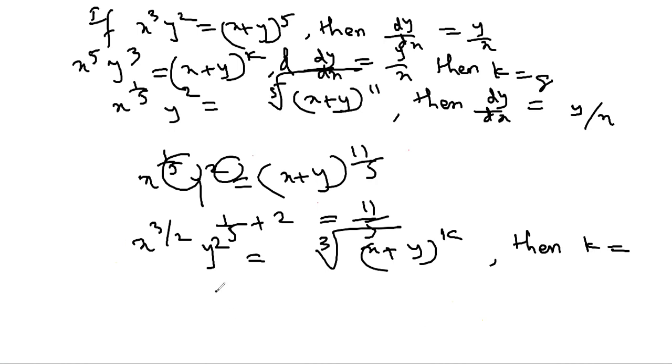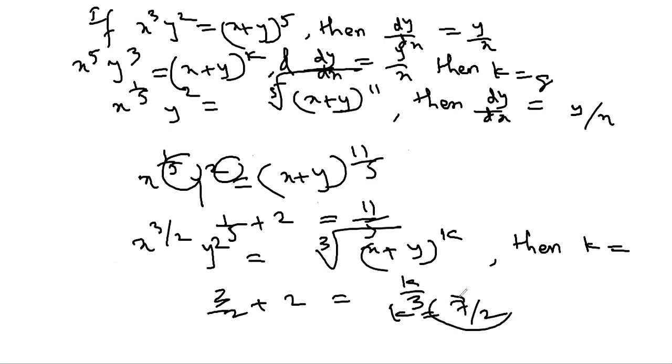Say this, 3 by 2 plus 2 is equal to 7 by 2. So we can solve that. So the k value is 7 by 2. It's not 7 by 2. Let's check it.